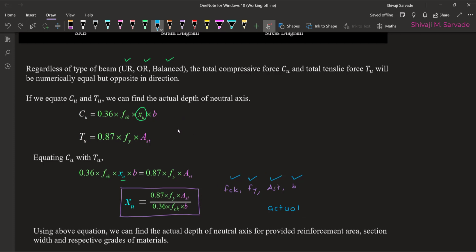It is simple. Cu is equal to Tu. If you don't even remember, simply remember what is Cu and what is Tu. You can simply equate and form the equation for neutral axis depth.